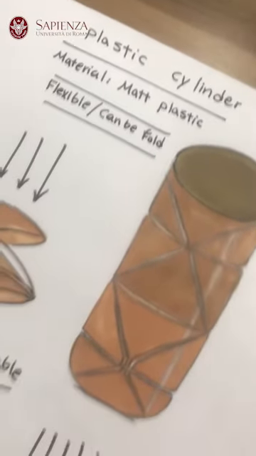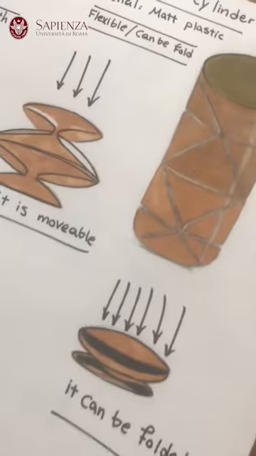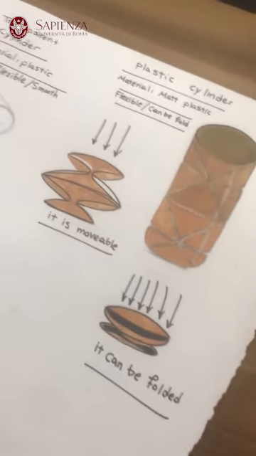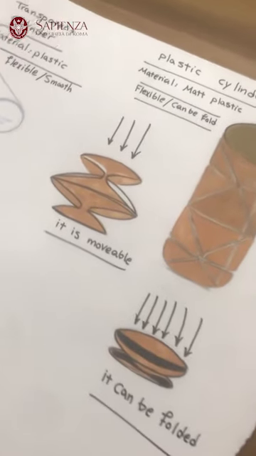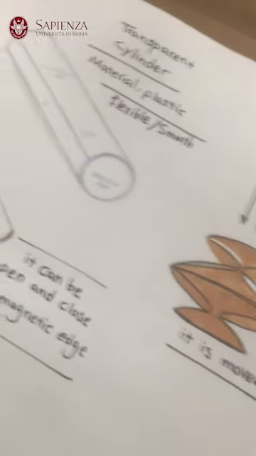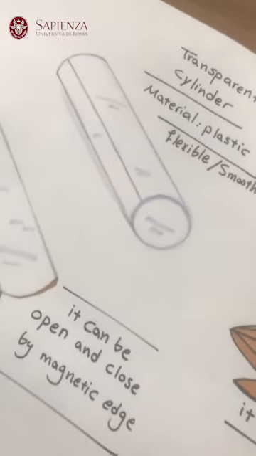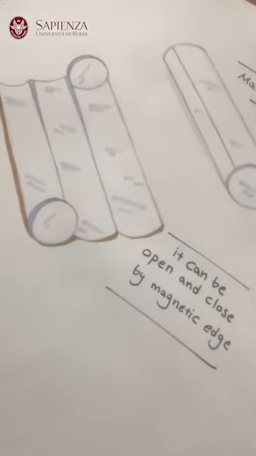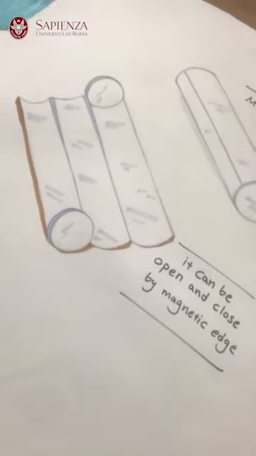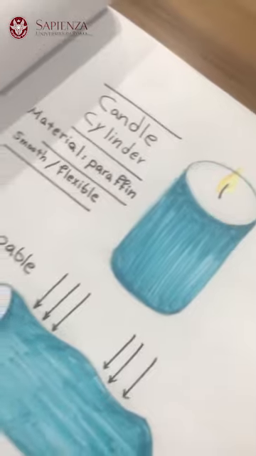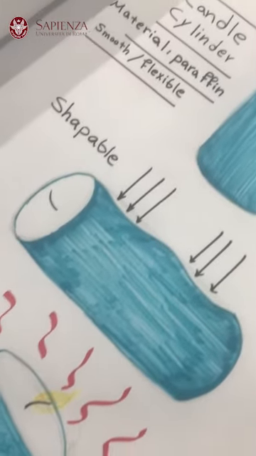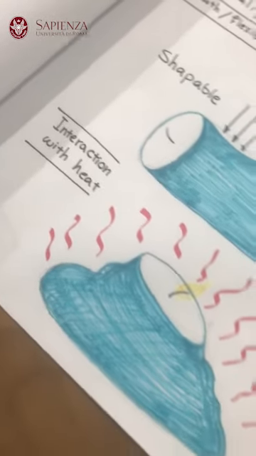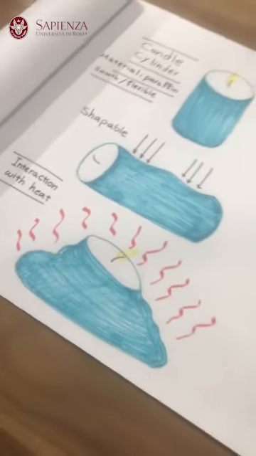The first one is a plastic cylinder which is flexible and it can be folded. Its primary function is a simple plastic glass of water. The second cylinder is a transparent plastic cylinder which can be opened and closed by a magnetic edge. Its primary function is a pencil case. For the third one, I chose a candle cylinder, which is smooth, flexible, and of course made of paraffin. It is shapeable and it has interaction with heat.